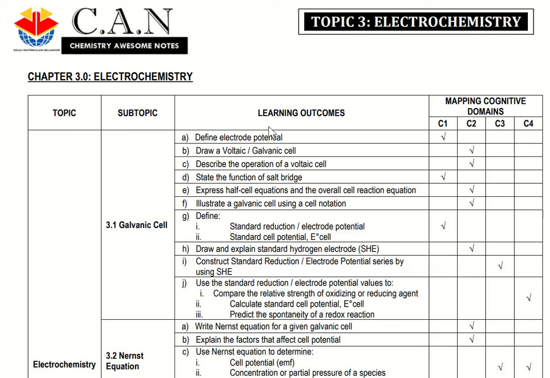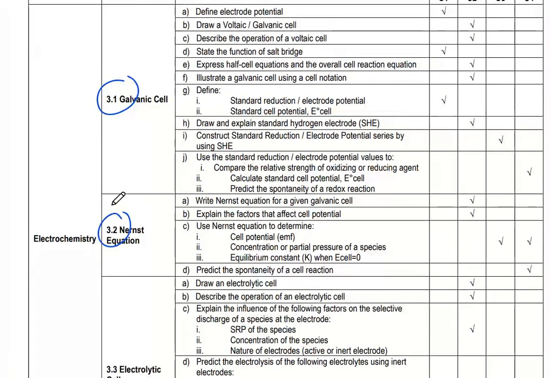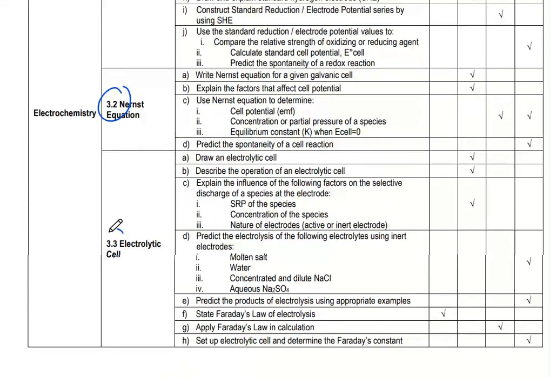So for today we will get into the new topic, which is electrochemistry. At the end of the lesson, you should be able to know: 3.1 Galvanic cell, 3.2 Nernst equation, and 3.3 electrolytic cell.